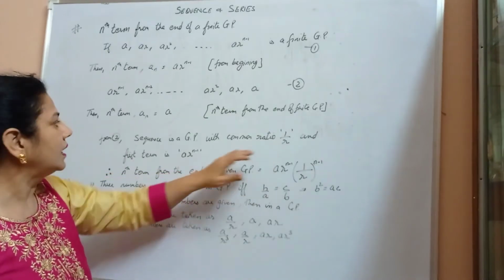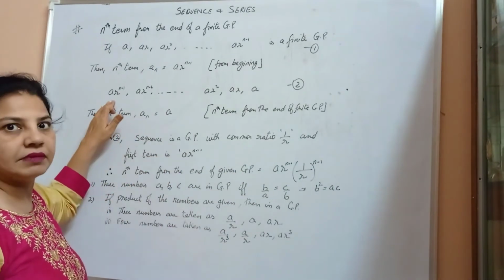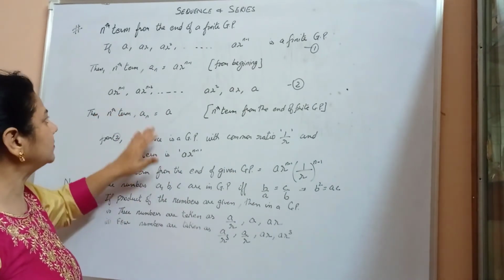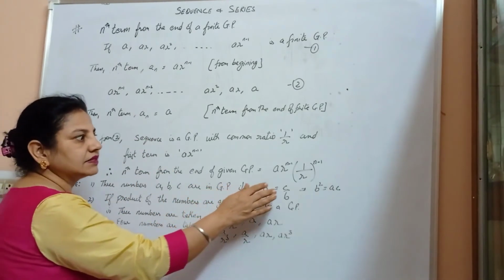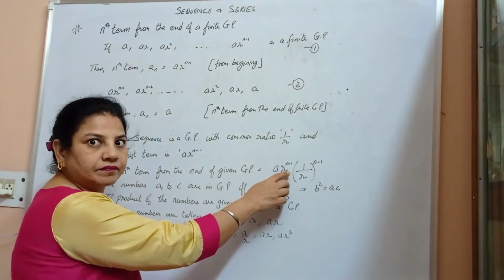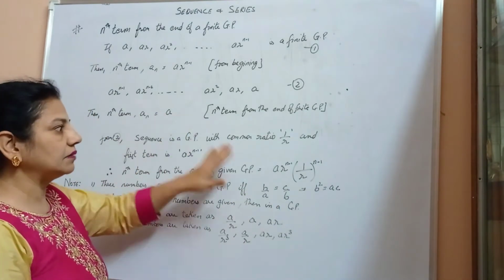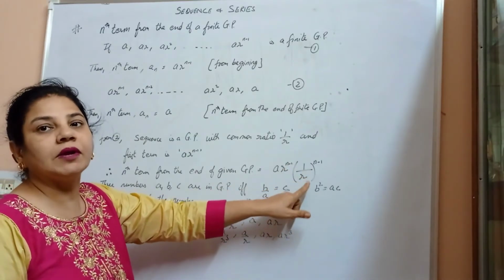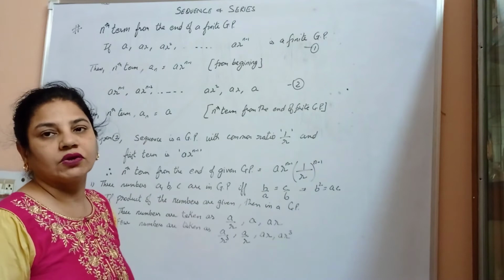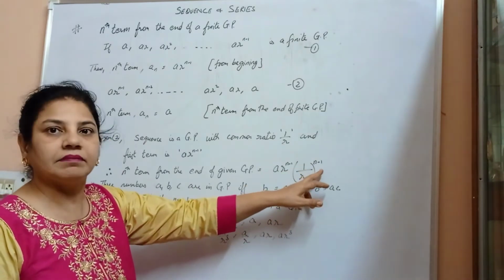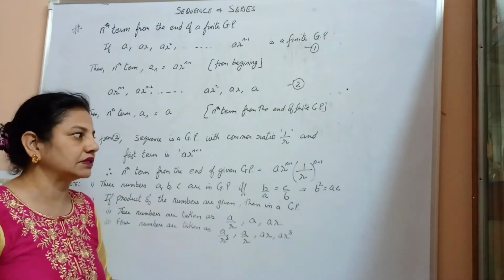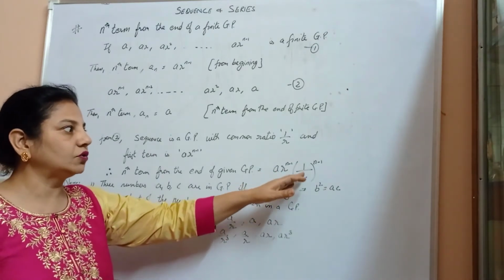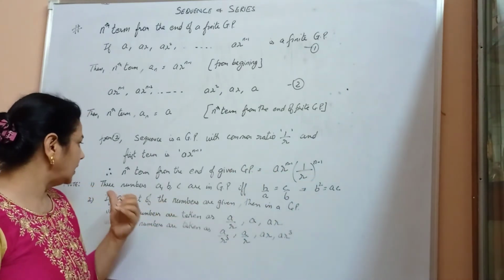So the common ratio is 1 by R, and the first term is ar^(n-1), whose nth term is a. So we can say that the nth term from the end of the GP is given as ar^(n-1) multiplied by (1/r)^(n-1), where 1/r is the common ratio. So the result is ar^(n-1) into (1/r)^(n-1).